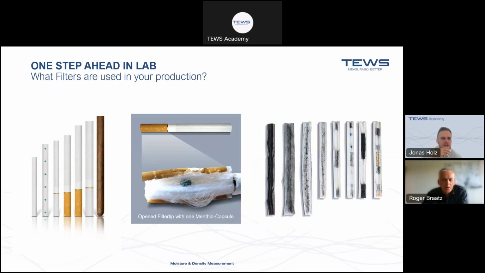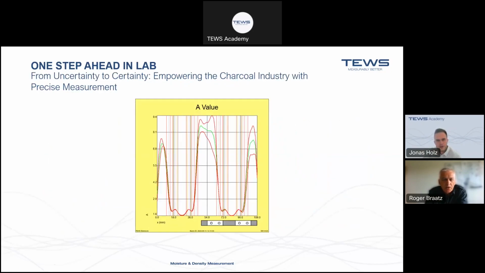Okay, looking at this picture here, Roger, what kind of combinations, the multi-segment filters, would you show me here? I think on the right side are the multi-segment filters, right? Are there any special combinations you can show me? There are multiple combinations. I'd like to show you, if you can show the next picture, a sample for a filter which consists of charcoal sections and capsule sections. Okay. This is a sample of the measurement.